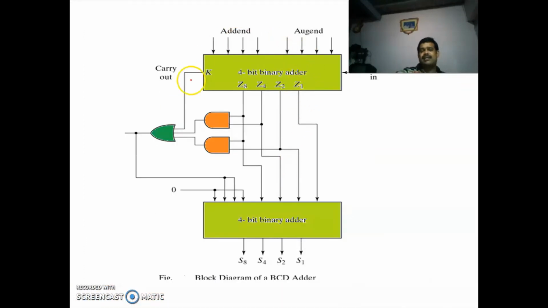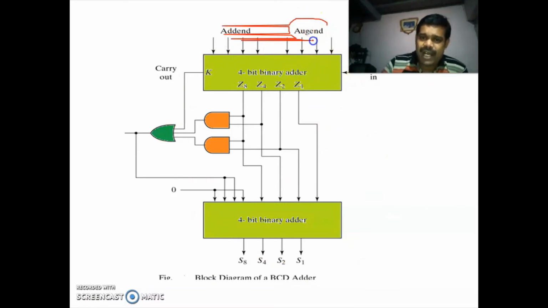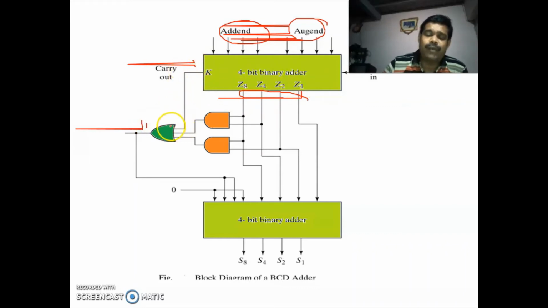So this is the circuit for the BCD adder. First, we are adding two BCD numbers and getting the sum. We check the sum using this circuit to see whether it is greater than 9. If it is greater than 9, we will get 1. Similarly, if you get a carry here also, you will get a 1, because we have connected this carry to the input of the OR gate.